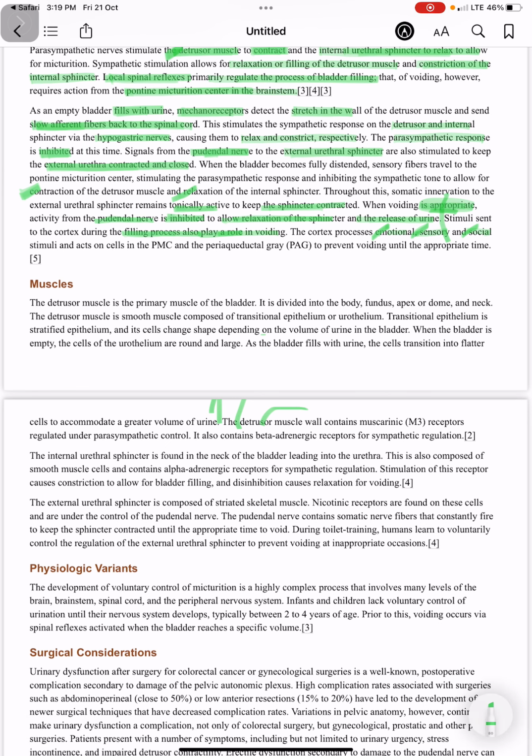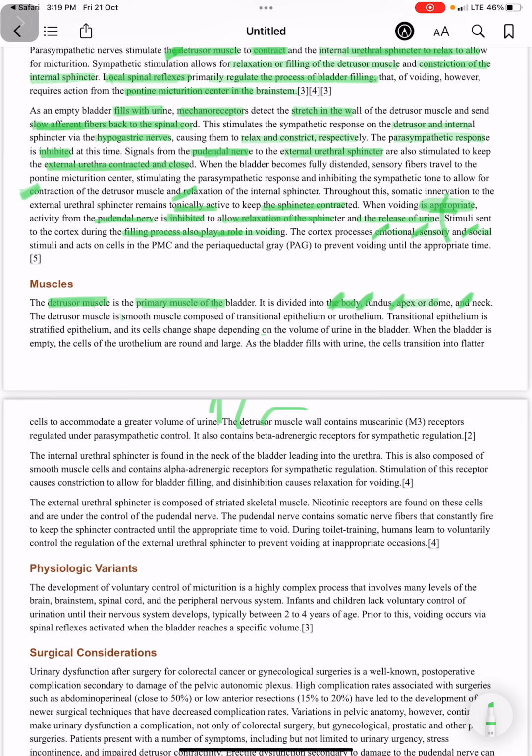And then muscles. The detrusor muscle is the primary muscle of the bladder. So which is the primary muscle? The detrusor muscle is the primary muscle of the bladder. It is divided into the body, fundus, apex or dome, and neck.